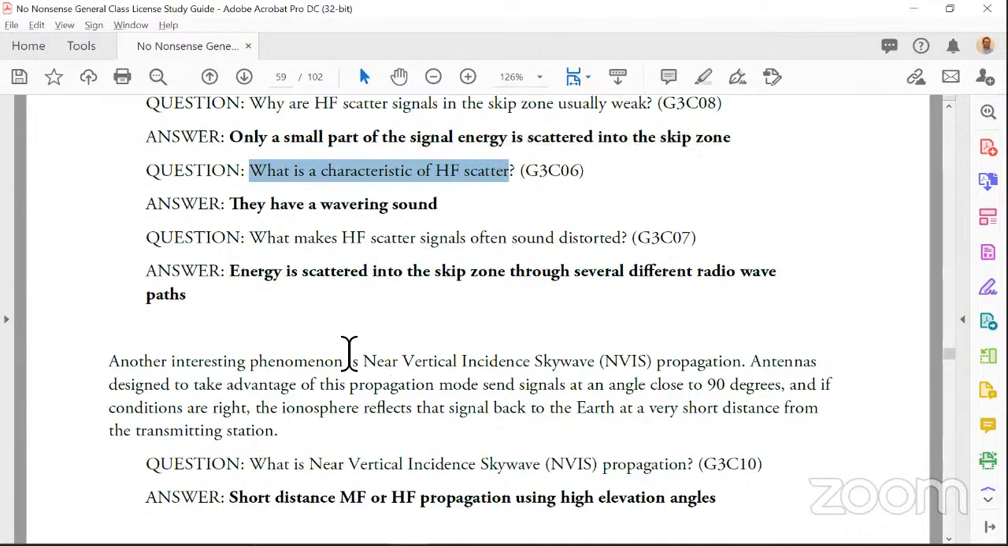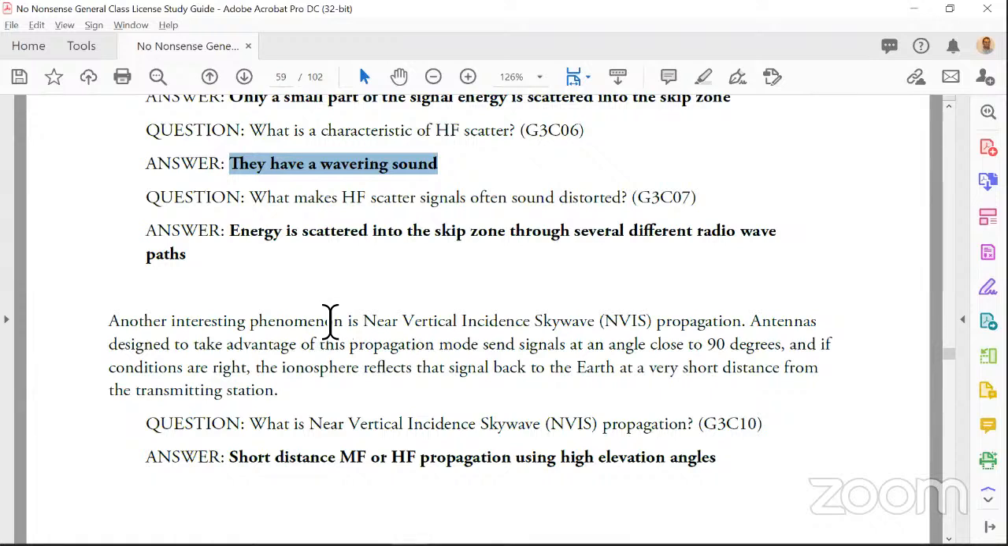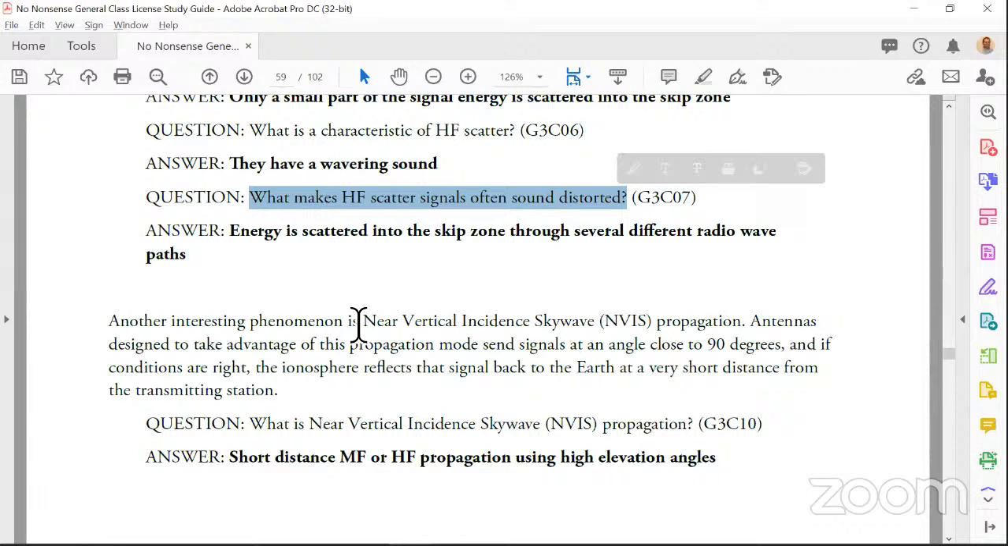What is a characteristic of HF scatter? So because it's a weak signal and so on, it sounds very wavery. So the answer is they have a wavering sound. That's how you know you're receiving a signal via HF scatter. Next question in the question pool. What makes HF scatter signals often sound distorted? So recall when we showed the diagram of that scatter propagation, when the signal goes back in the opposite direction, it's arriving via different paths, slightly different paths. So that is exactly what is happening.